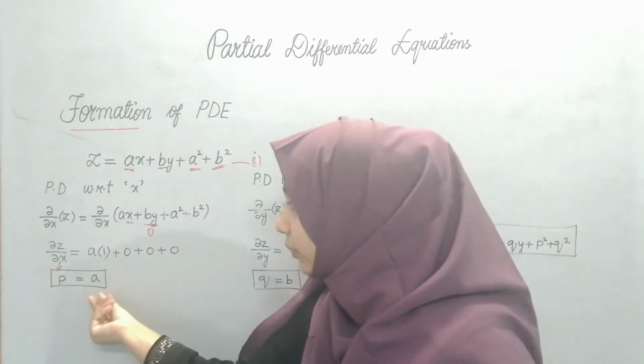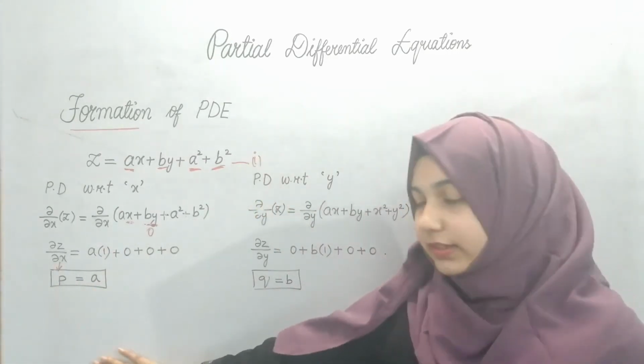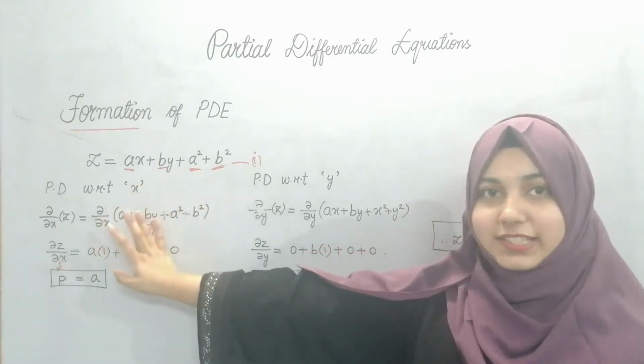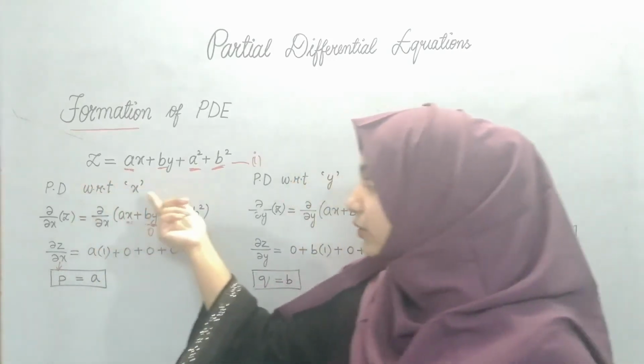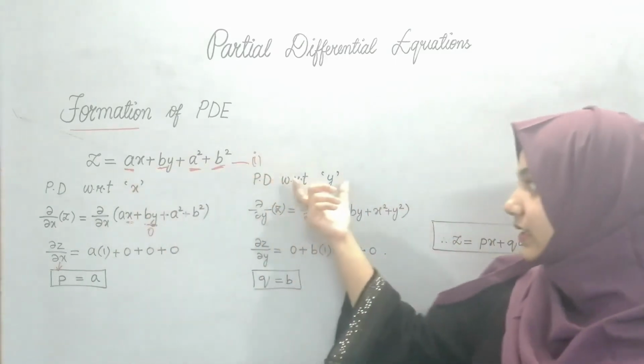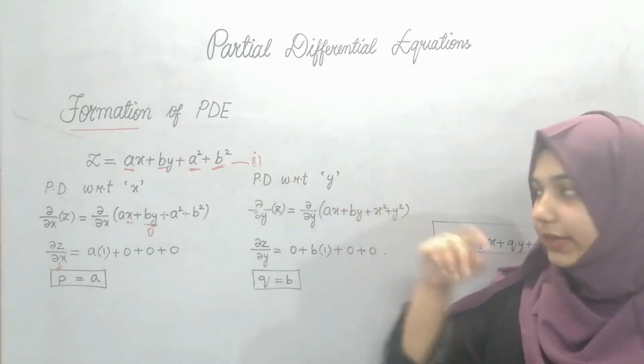This means now a is p. Okay? A is done. Differentiating with x is done. Now let's differentiate with respect to y, because I've got two variables, one is x and one is y. So let's differentiate with respect to y, partially differentiating with respect to y.